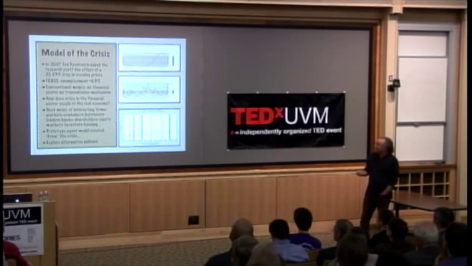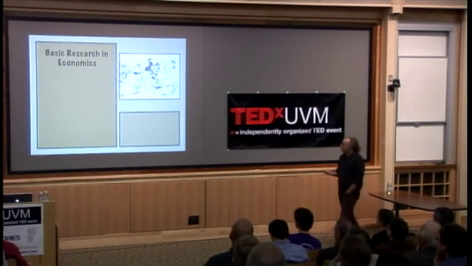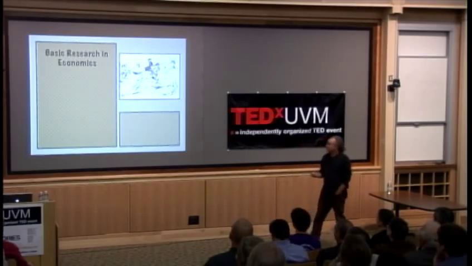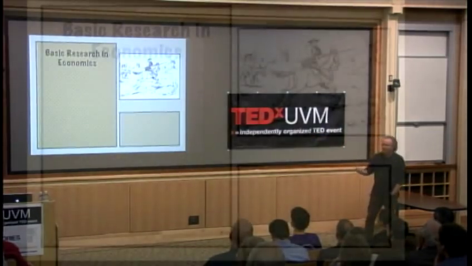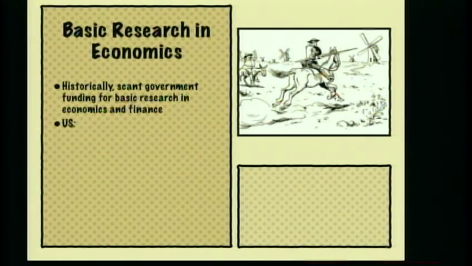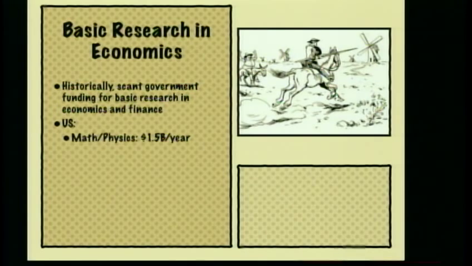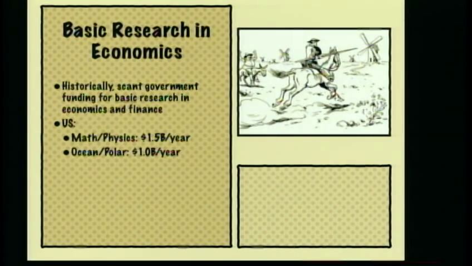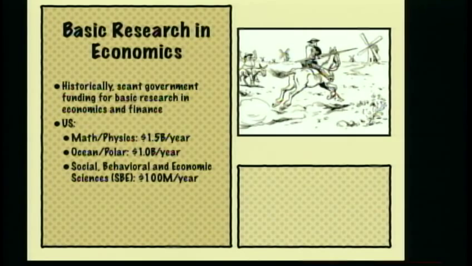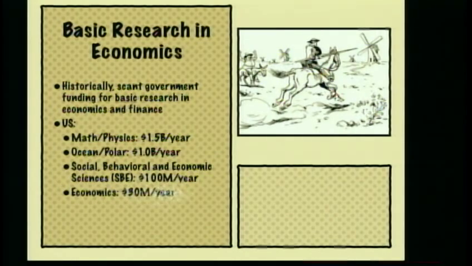Okay, the last point I want to make is that when we think about the crisis, and we think about building these computational models, we think about doing big data, big computing. We need to have resources to do this. So I just want to make a point about how much we spend on research in the US in a given year. For math and physics, we know it's $1.5 billion. We spend about $1 billion a year on ocean and polar basic research. It turns out the whole social and behavioral side of NSF is about $100 million. And some of you will know the econ side is $30 million, okay? Economics, apart from macro and finance, is about $5 million a year.